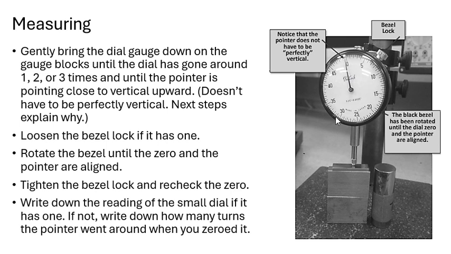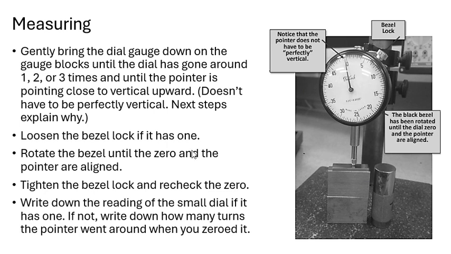So this is how we adjust the pointer to 0. And then we're going to tighten the bezel lock back again, and recheck that the 0 is there with the pointer. Then you're going to write down the reading of the small dial, if it has one. If you don't have a small dial, like here in this example, you're going to write down how many turns the pointer went around when you zero it, when you bring this down and zero it.